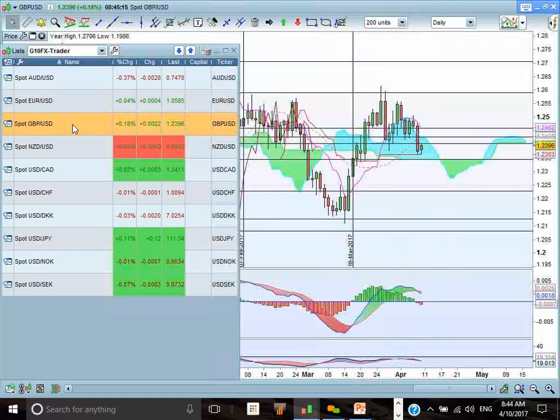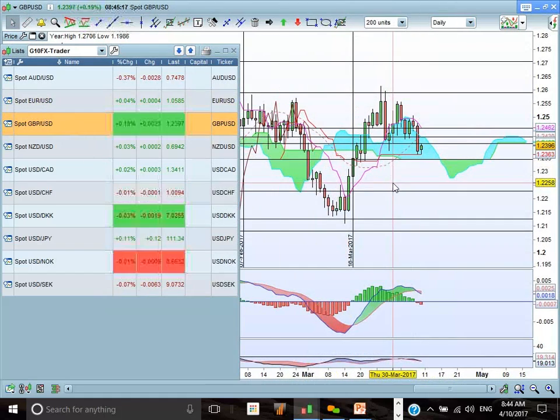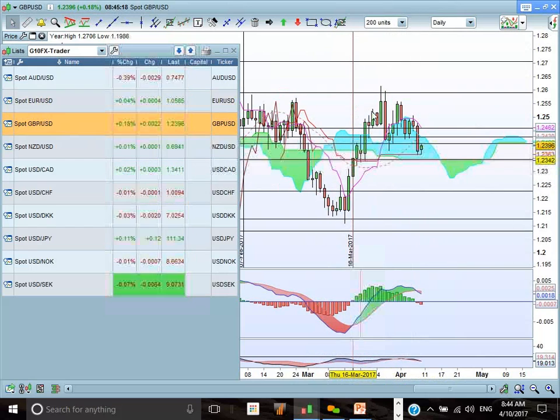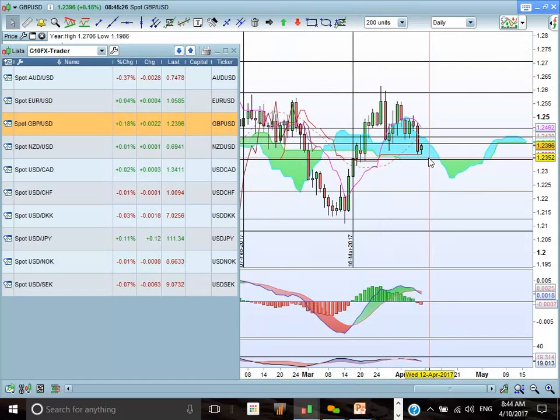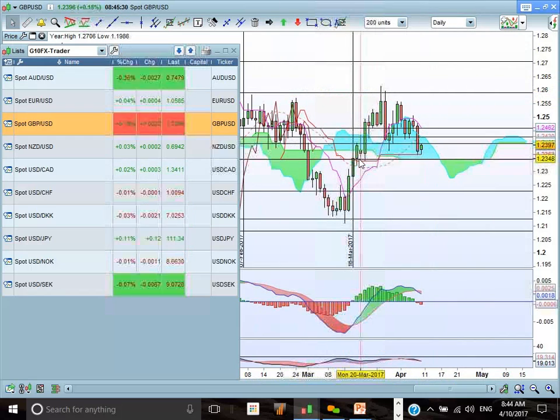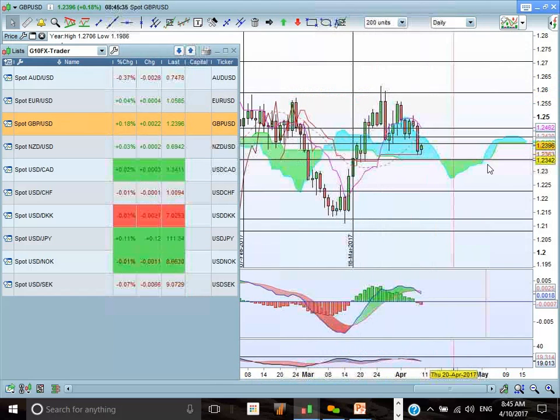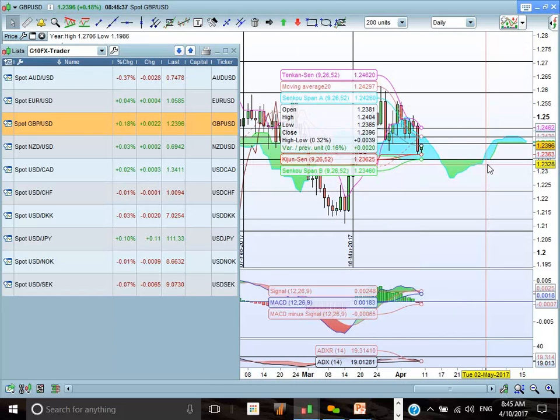GBP US dollar. So we've had a MACD buy signal, a nice little rally, then ran into old cloud chart resistance here at the top end of the cloud. We're now back looking for support at the bottom end of the cloud. Now watch out, sterling, GBP US dollar, is somewhat trading sideways, so it's not a particularly good cloud chart to trade. We need strong trends for clouds to work properly.